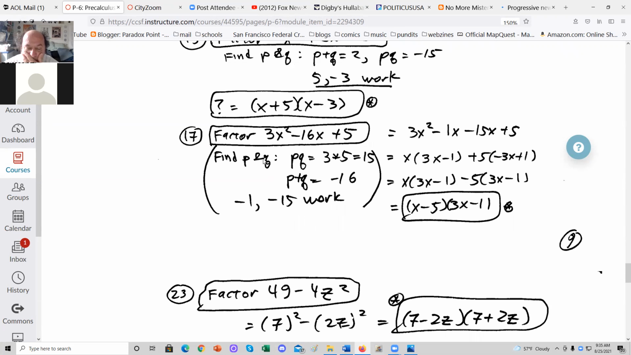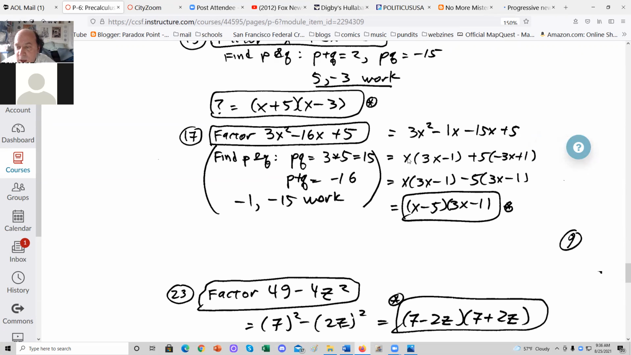All right, here we are to factor 3x squared minus 16x plus 5. So we now find P and Q whose product is 3 times 5, which is 15, and whose sum is the middle coefficient, negative 16. A fairly short search finds that negative 1 and negative 15 work. Their sum is negative 16, their product is positive 15. So you write this minus 16x as minus 1x minus 15x. So this is 3x squared minus 1x minus 15x plus 5.